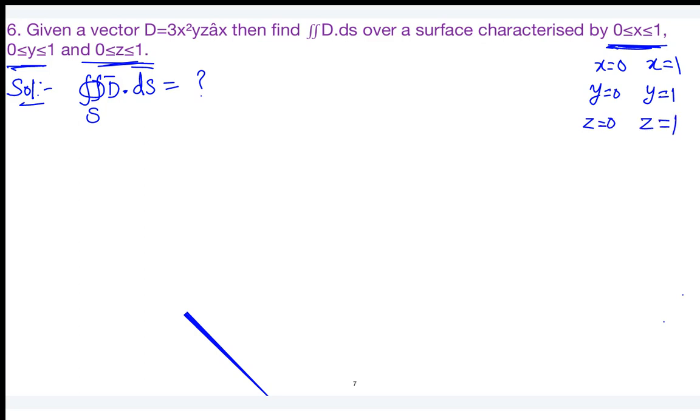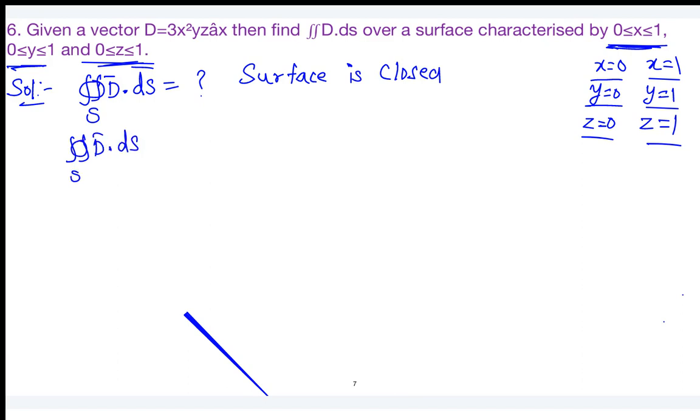So instead of doing that, the moment the surface is closed, you can make use of the Gauss divergence theorem. What the Gauss divergence theorem says is, when the surface is closed, the surface integral of vector D can be equated to the triple integral of the divergence of the vector D times the differential volume. So what is the value here? That is a triple integral. Can you please tell me what is the value of the divergence of this vector straight away?